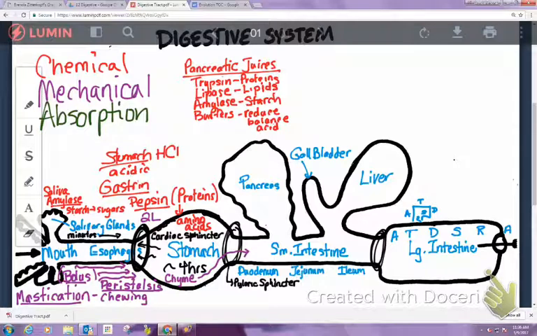So they reduce and balance acid levels. So you have material coming from the stomach where it's very acidic, and you don't want it to be acidic anymore in the small intestine.